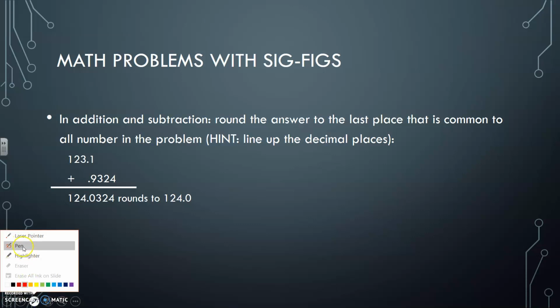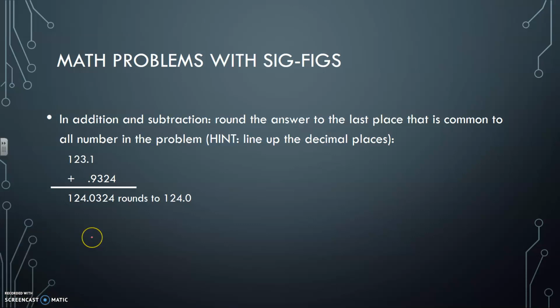So when you go to do addition and subtraction with sig figs, you have to be careful with how you line them up. So the easiest way is basically just to line up the decimal points. Okay, so in this case, you're going to be looking for the number of places after the decimal point. Okay, so this number is the uncertain number in this top number here.